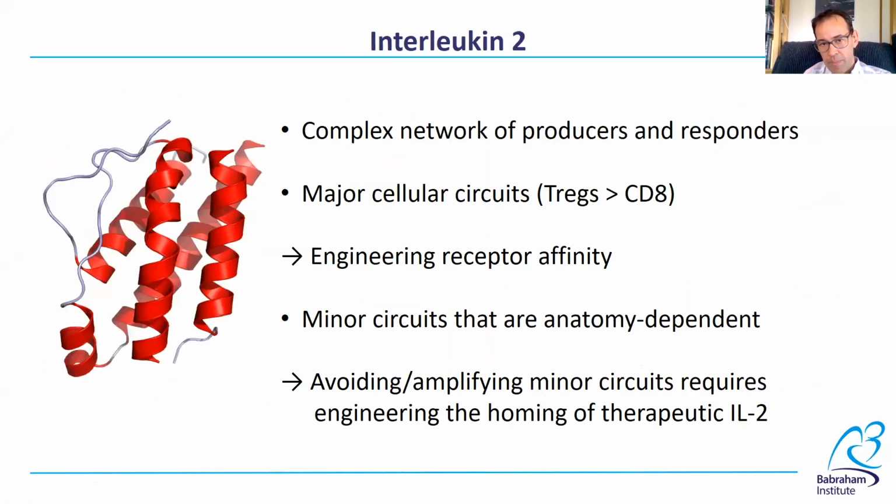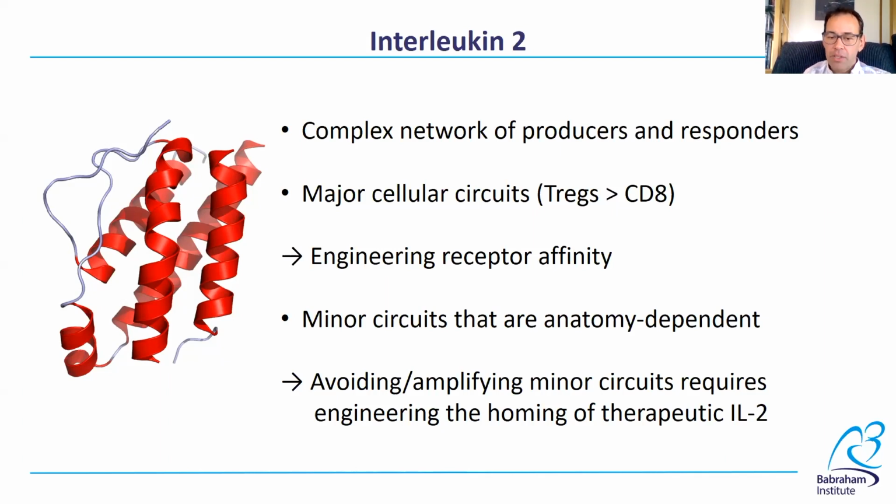And I think this is quite important because if we understand the complexity of the network of producers and responders, we can see that we have both major and minor circuits. Now, the major cellular circuit of Tregs and CD8s is absolutely the pivotal circuit. And this is the circuit that we tend to focus on therapeutically. And it is a circuit that is amenable to engineering receptor affinity, because in most cases, the CD8s and the Tregs are using different receptors. So by modifying the cytokine receptor binding, we can modify whether or not Tregs get it or CD8s get it.